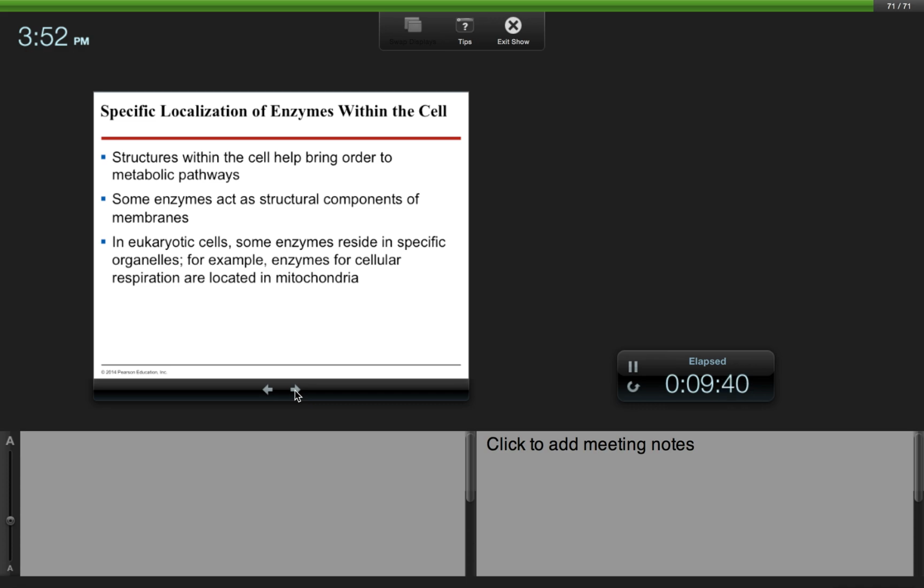Structures within the cell help bring order to metabolic pathways. Some enzymes act as structural components of membranes. In eukaryotic cells, some enzymes reside in specific organelles. For example, enzymes for cellular respiration are located in the mitochondria. So this is important because you want to have the enzymes for cell respiration in the mitochondria. You don't want to have them somewhere else, like in the cytoplasm, because that will reduce the efficiency of the reaction.